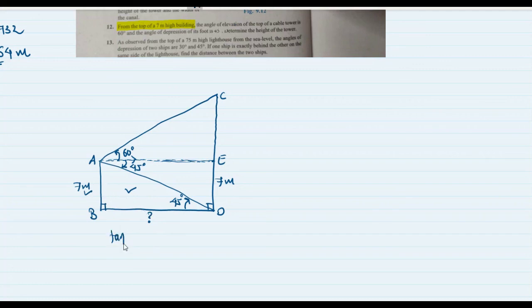So tan 45 is equal to opposite upon adjacent, which is AB upon BD. Can you tell me the value of tan 45? It's 1. Yes, tan 45 is 1. AB is 7 meters and BD we don't know. So BD is equal to 7 meters.